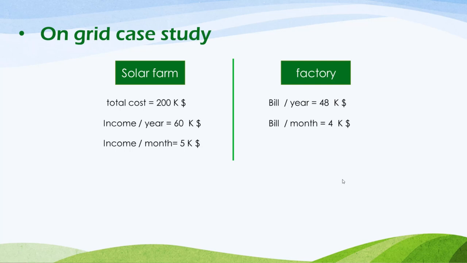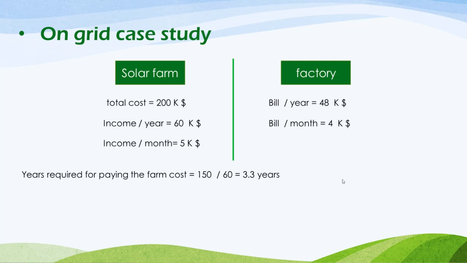So the required years for the owner to get his money back is the total cost over the yearly income. So he needs 200 over 60, which is 3.3 years to get this money back. And during this period, he will also be paying the factory electric bill because the income is busy now compensating the total cost. But after those 3 years, the owner will have back in his pocket the $200K, which is the cost that he had spent before. So after 3 years the owner is ready to receive money.